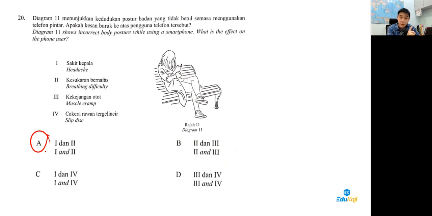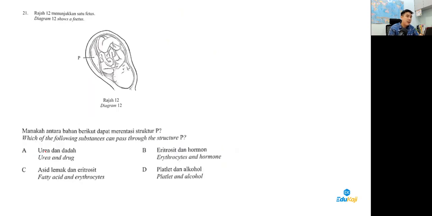Slip disc is very serious, by the way. Slip disc means the disc comes out of its original position. It's very serious. I have to go for surgery. You sit like that a while, get slip disc. No way.